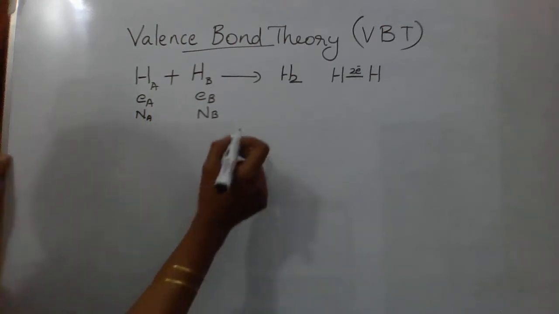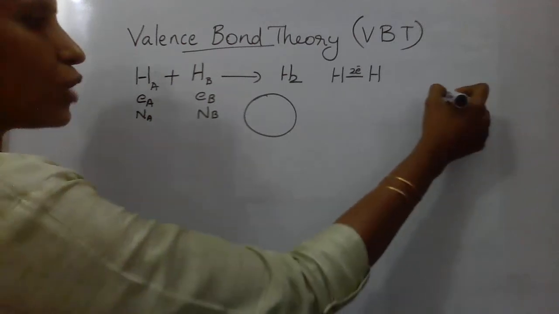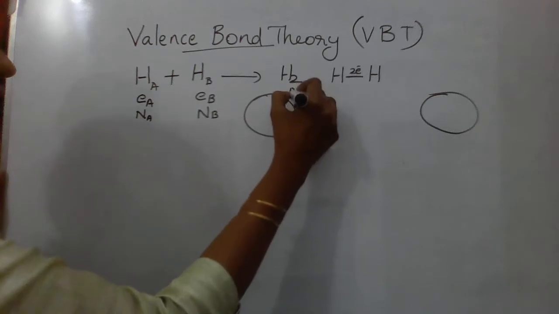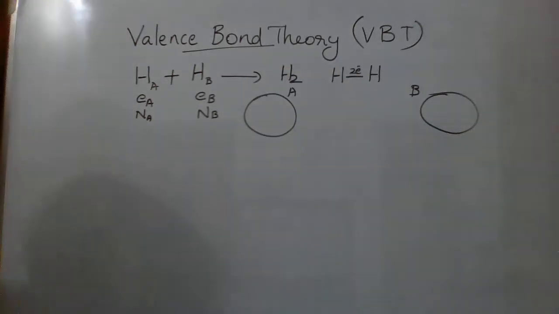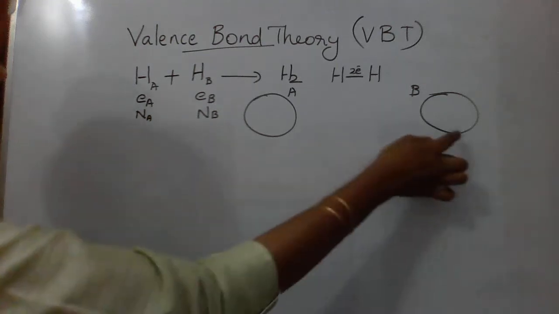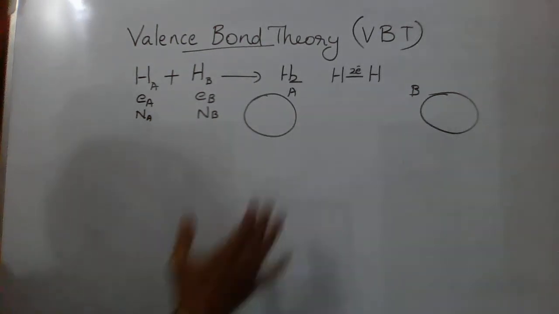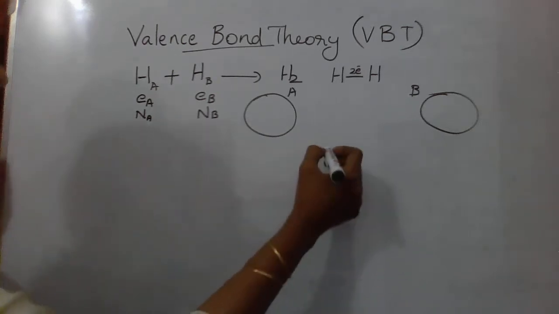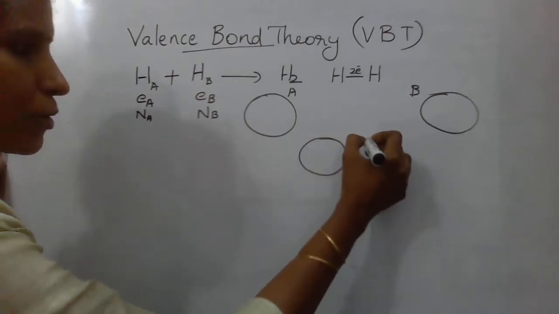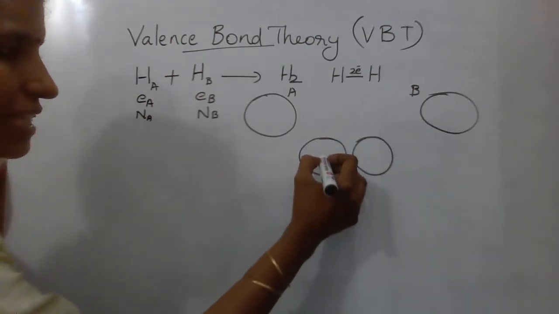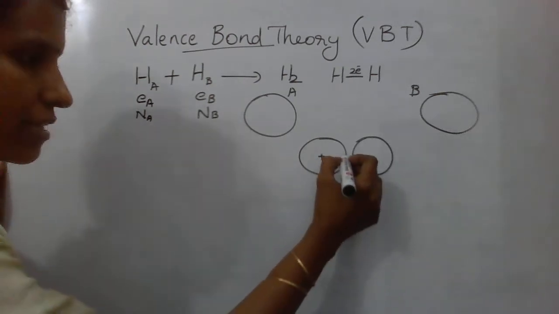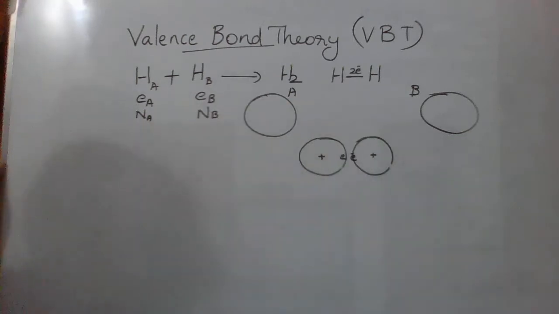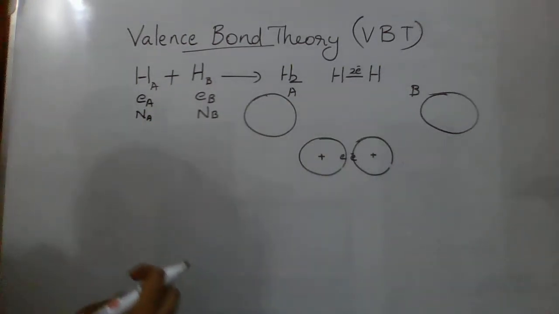If the two hydrogen atoms are very far, a large distance between them, this is hydrogen atom A, this is hydrogen atom B, there is no interaction between them because they are very far from one another. There is no attraction, no repulsion. But when the two hydrogen atoms approach one another, each hydrogen atom contains the nucleus and an electron. Second hydrogen atom, nucleus and its electron. When they come closer, they start interacting with one another.